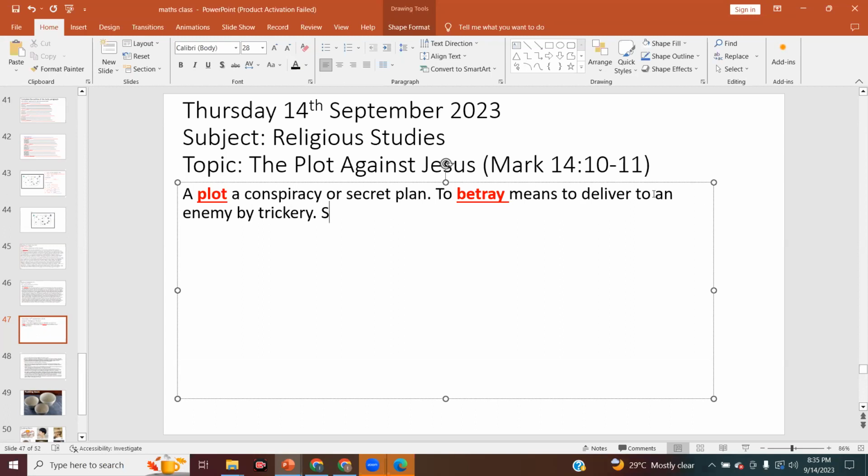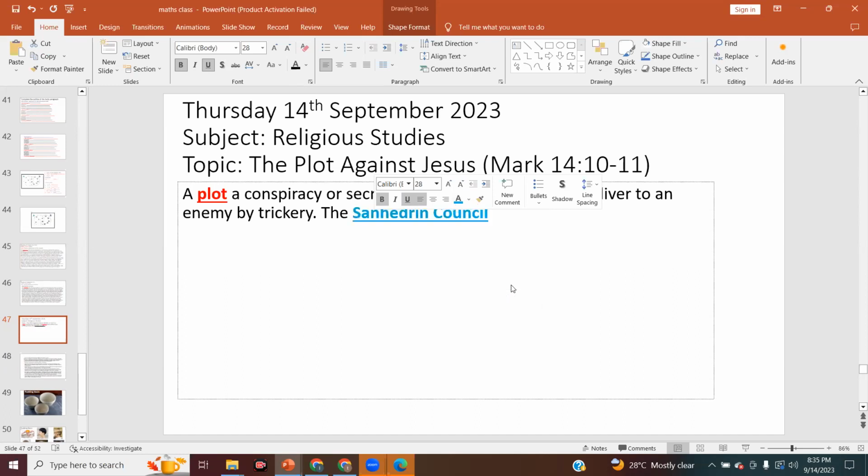Now when we talk about the Sanhedrin Council, what is the Sanhedrin Council? It's where the judges of the country or city meet together. It's not a location, it's a group of people. It's like a government based on religion. So who's a part of the Sanhedrin Council? The scribes, the chief priests, the Pharisees, very good.